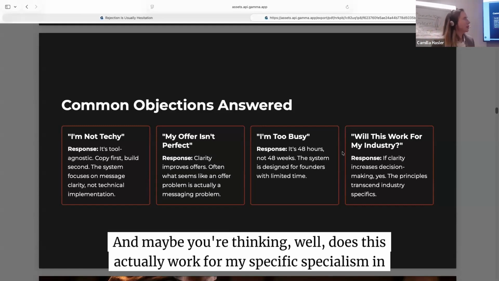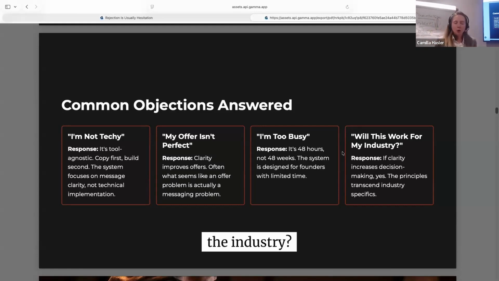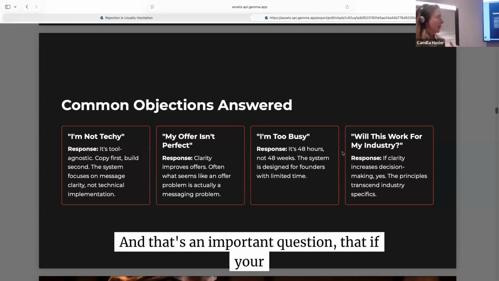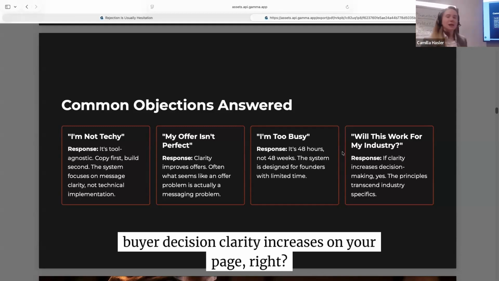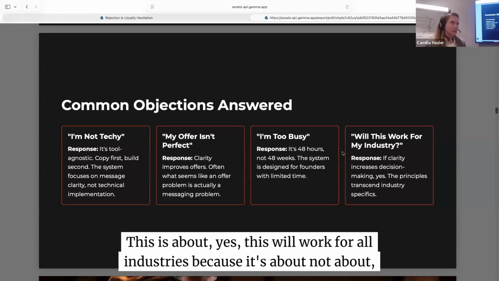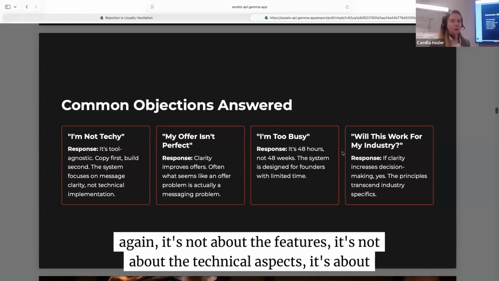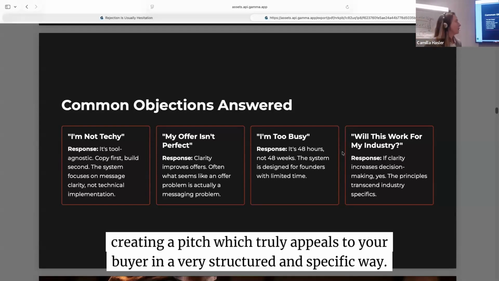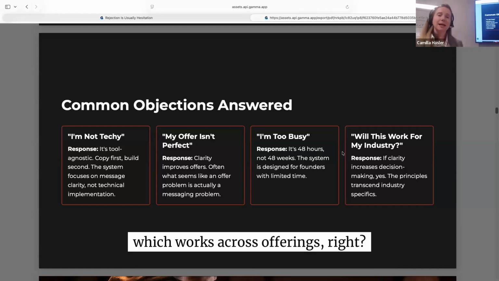And maybe you're thinking, well, does this actually work for my specific specialism in the industry? And that's an important question, if your buyer decision clarity increases on your page, right? This is really not about one industry or another. Yes, this will work for all industries, because it's not about the features, it's not about the technical aspects, it's about creating a pitch which truly appeals to your buyer in a very structured and specific way, which works across offerings, right?